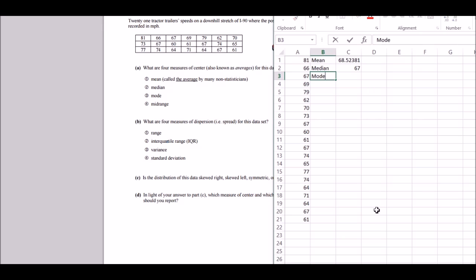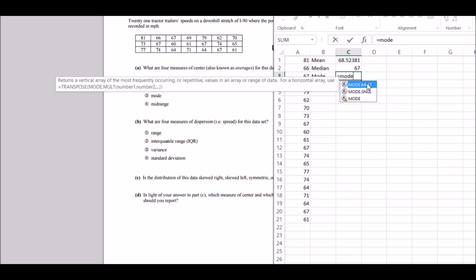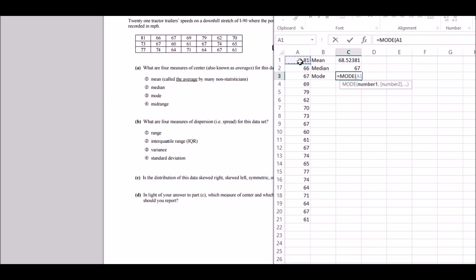Mode. Let's see if they got mode here. There is mode. Let's see here. Mode is actually 67. That's the one that occurs the most. That's actually kind of unique because usually it's pretty rare where they actually end up to be the same. But if you do notice here, 67 does occur quite a bit. That's where it occurs the most out of all of them.